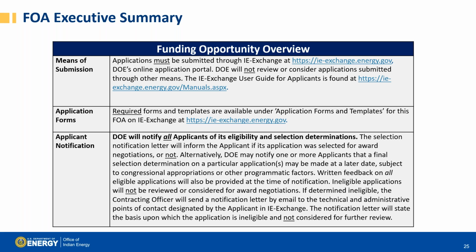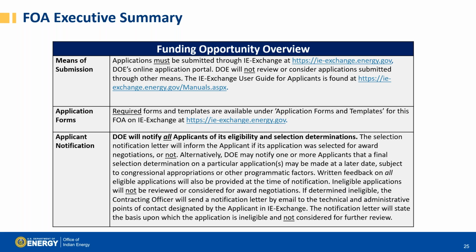Further into this presentation, we'll go through all of the 19 documents that comprise a complete application. As was also previously discussed, DOE will notify all applicants of its eligibility and selection determinations via a notification letter by email. A notification letter will inform applicants with eligible applications if their application was selected for award negotiations or not. Those applicants will also receive written feedback at the time of the notification of their application.